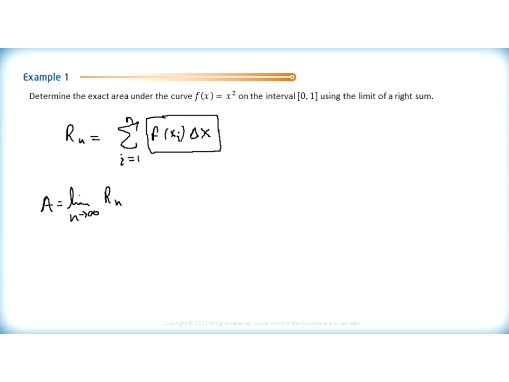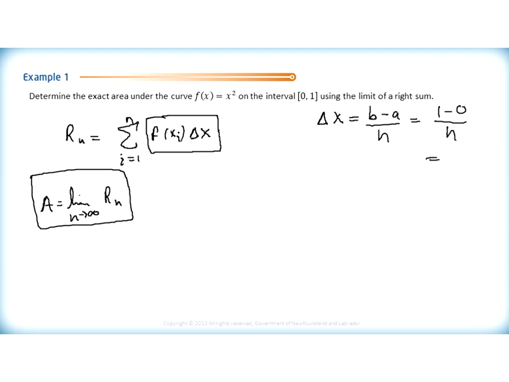Okay, so this is what I'm after. So let's see what we can do. First of all, let's look at delta x. We should remember delta x is defined as the width of the interval, b minus a, divided by the number of subintervals n. And we're going to let that number of subintervals get really big, but in this case, b minus a will be 1 minus 0 over n. So it's 1 over n. Okay? So delta x, in a second, I'm going to replace that with 1 over n.